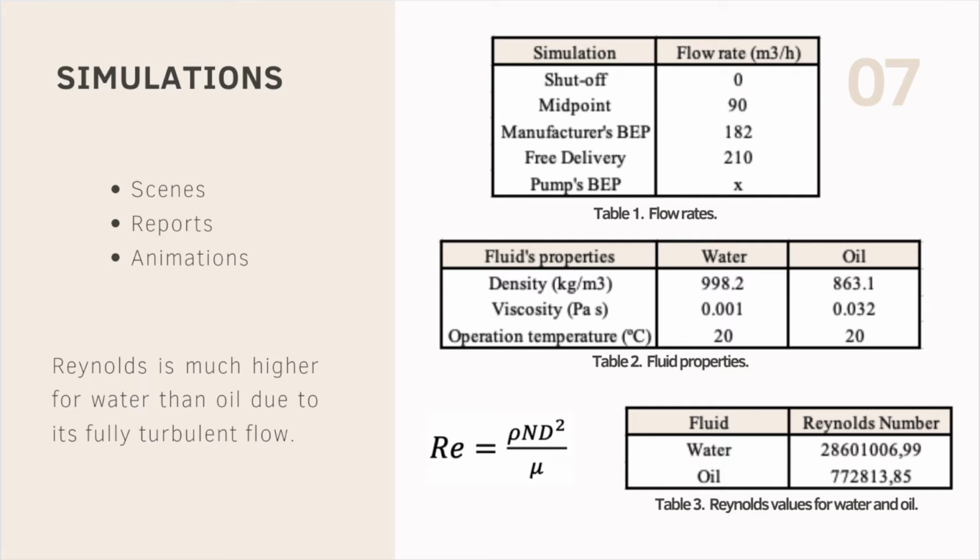Reynolds number was calculated with this formula for water and oil. It's much higher for water than oil due to the physical properties of the fluid, specifically the turbulent flow.